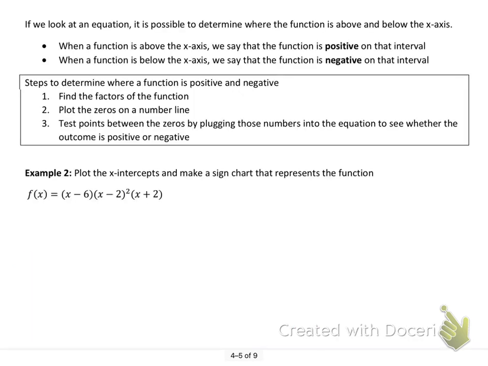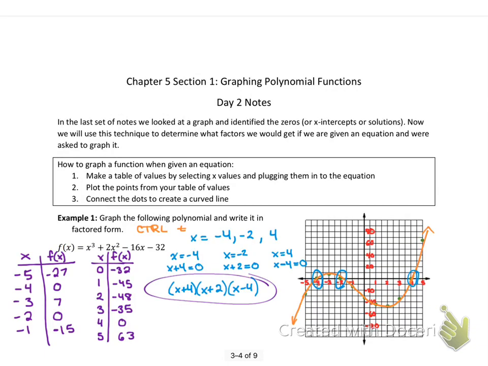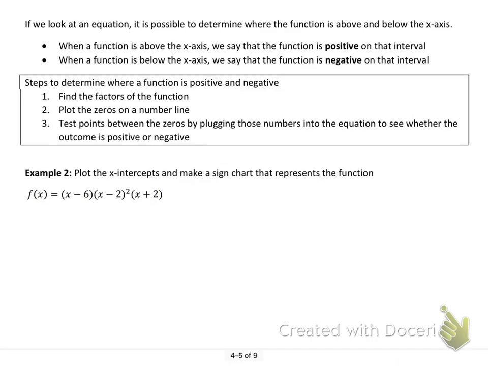The next thing we want to do is determine where our function is positive and negative. This means that if it's positive, it's going to be above the x-axis. So if we look at this graph that we just came up with, it is above the x-axis right here and right here. It's below the x-axis right here and right here. So that would mean it was negative. So it's positive, positive, and then negative here and negative here. Now we can determine this by making what is called a sign chart.